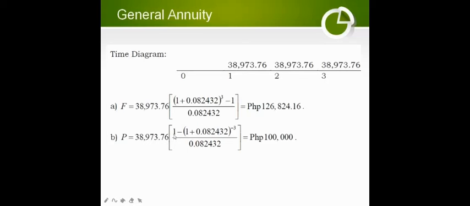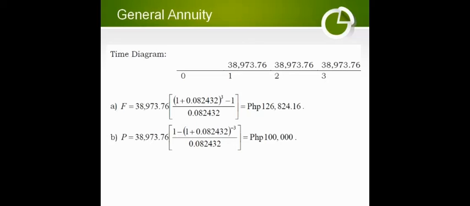For the present value, we will use the same formula, yung kanina, that is equivalent to 38,973.76 times 1 minus quantity 1 plus 0.082432 raised to negative 3, all over 0.082432. So, pag ginamit natin yung scientific calculator natin, our answer will be 100,000 pesos. So, the present value is 100,000 pesos and the future value is 126,824.16. I hope you have learned something for today.